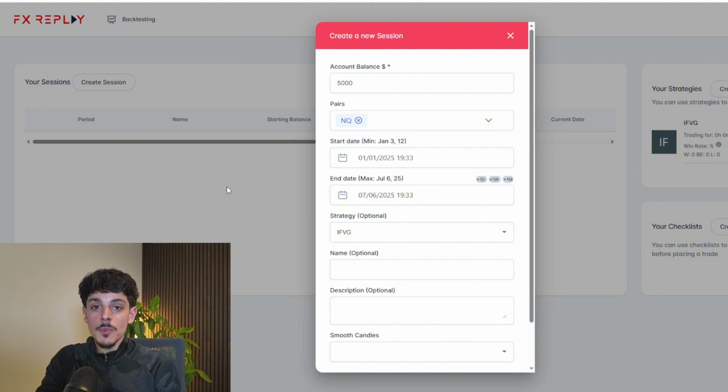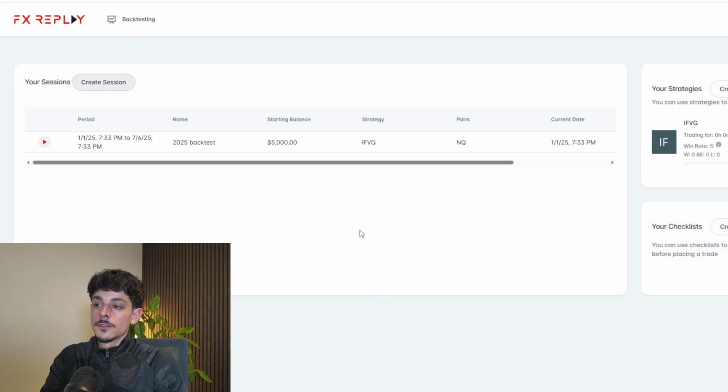This is my entry model, but the framework I'm going to use to take my trade is the framework that I use in all my other videos. So either the 15-minute fair value gap bounce, or I'm trying to trade back inside an unfilled 15-minute fair value gap. I'm going to show y'all in a few minutes, but the name will be 2025 backtest. So here we go. I'm going to start the session right now.